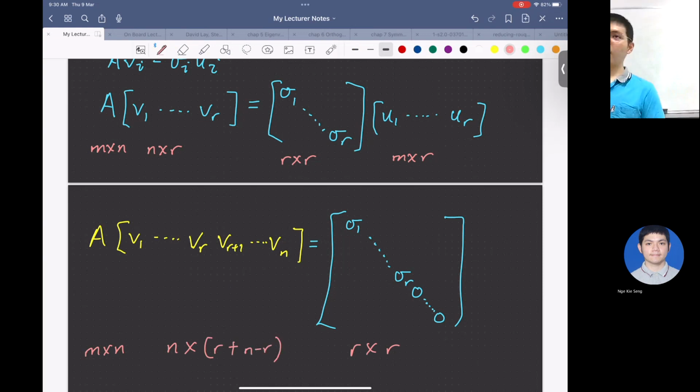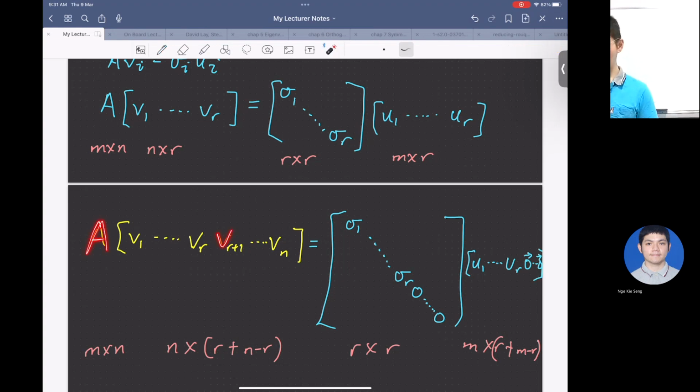What vector can you add up to n? You just add 0. You just add enough 0 to get the column, because when you multiply v r plus 1 to v n, you get 0. So the obvious vector to add is the 0 vector.